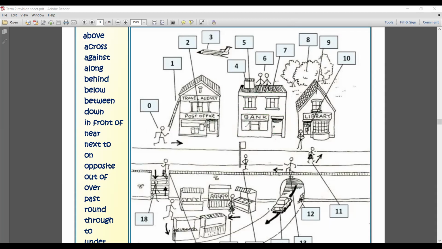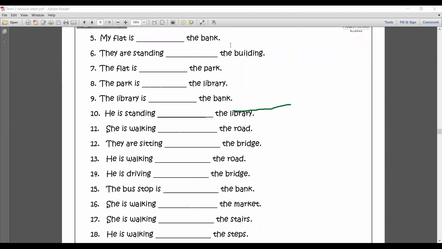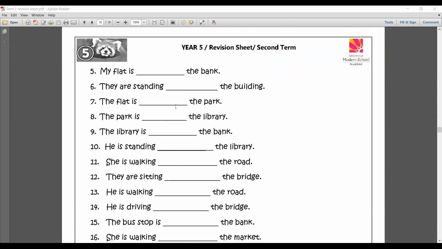So again, this one is above. My flat is above, on a higher level. Usually when you're thinking about on and above, know that above means on a higher level, but on means it's actually on it. They are touching. So my flat is above, on a higher level, on a higher floor.